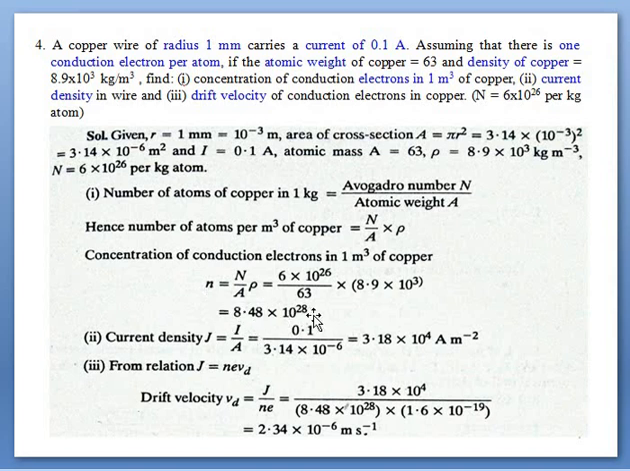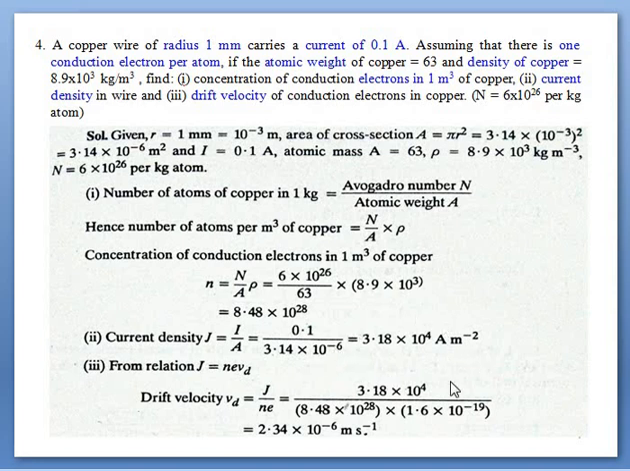So if we have the concentration, then the drift velocity can be determined by the following equation. But before that, the current density needs to be determined. Current density is determined by this equation, I upon A, where I is the given current 0.1 ampere, and the cross sectional area, since the radius is given as 1 mm, means 10 power minus 3 meter. So pi r square means 3.14, and r square means 10 power minus 6.